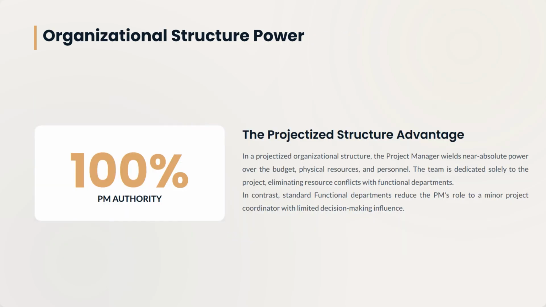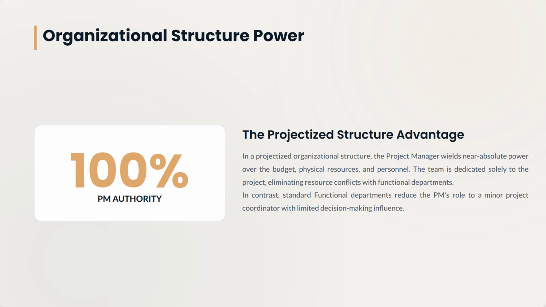Let's talk about power. Your authority as a project manager is not just about your leadership style. It's dictated by your company's organizational structure. In a fully projectized company, your authority is 100%. You control the budget, you assign the tasks, and the team reports directly to you. But in traditional functional structures, you might just be a project coordinator with zero direct authority.